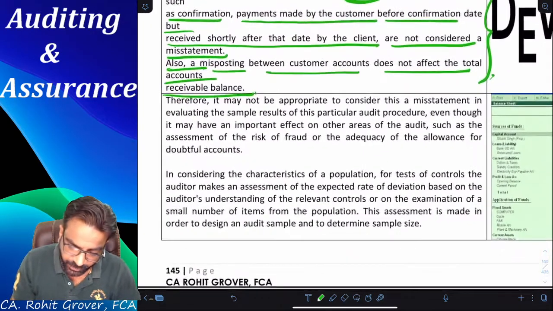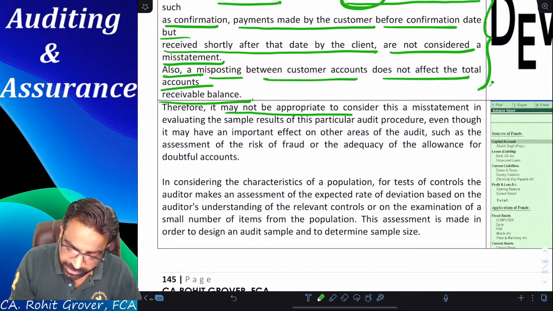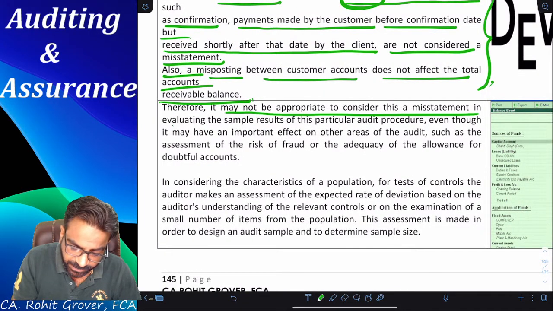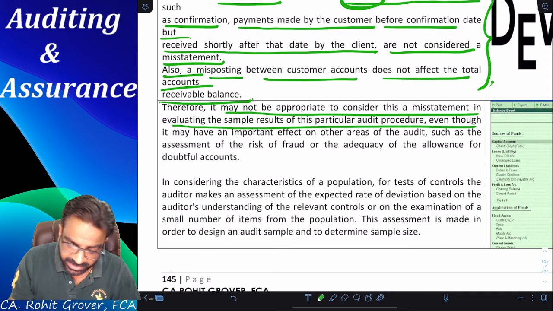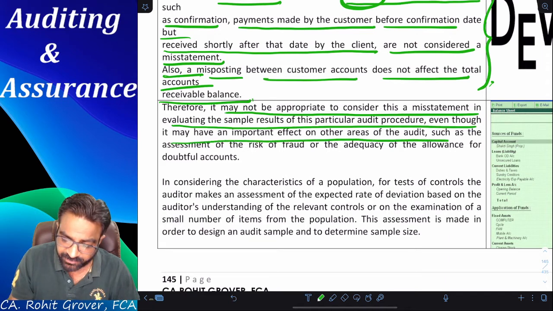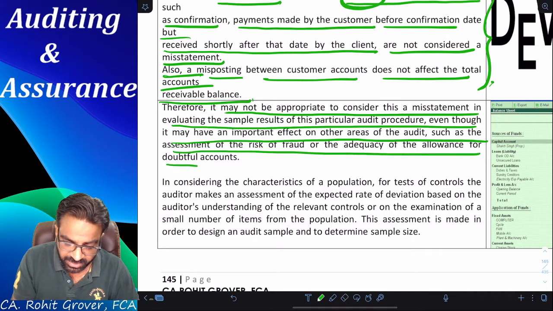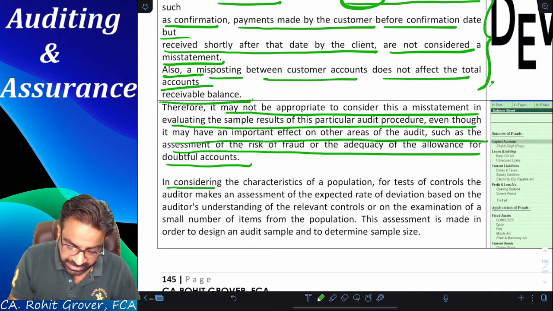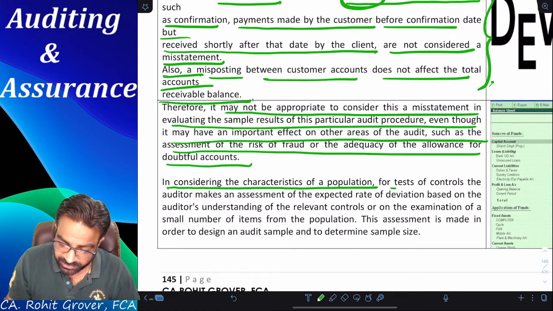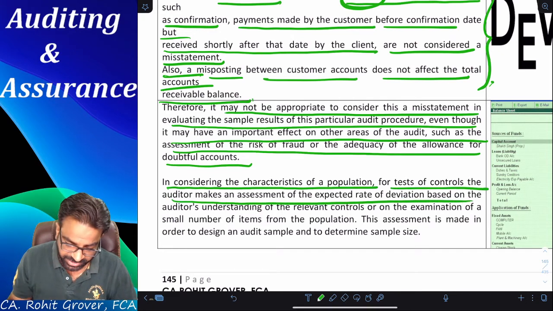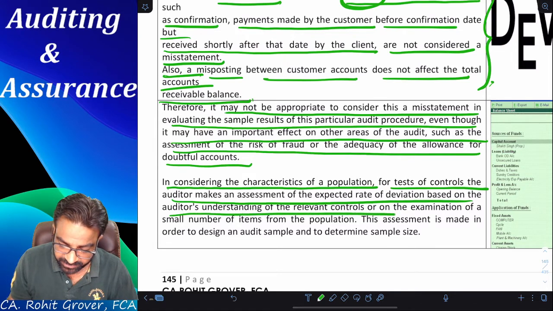Therefore, it may not be appropriate to consider this as a misstatement in evaluating the sample results, even though it may have an important effect on other areas such as assessment of the risk of fraud and adequacy of the allowance for doubtful accounts. In considering the characteristics of the population for the test of controls, the auditor makes an assessment of the expected rate of deviation based on the auditor's understanding of the relevant control.